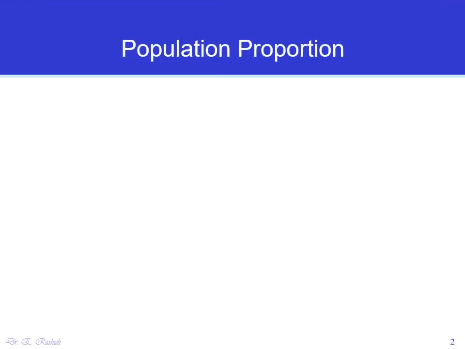Population proportion. Before we move on to talk about how to construct and develop a confidence interval for population proportion, let's review what proportion is. Proportion, which is shown by P, is the proportion of the population that has a characteristic of interest. For example, the proportion of female students in a class, the proportion of students majoring in accounting, the proportion of the population that has contracted a virus.